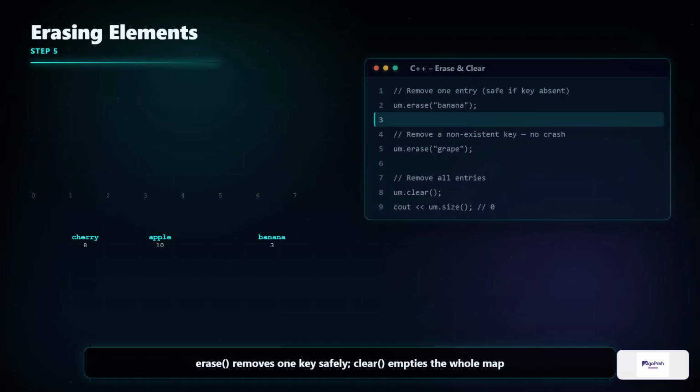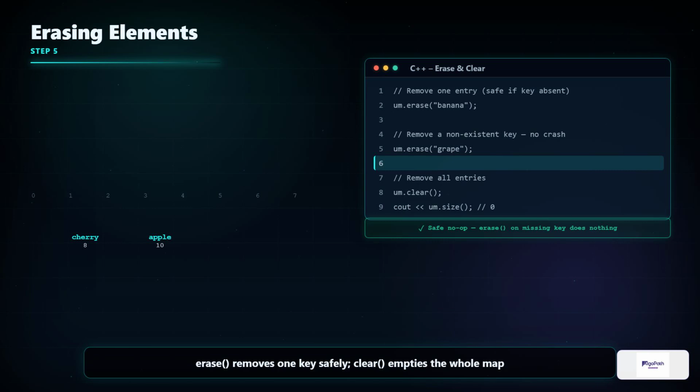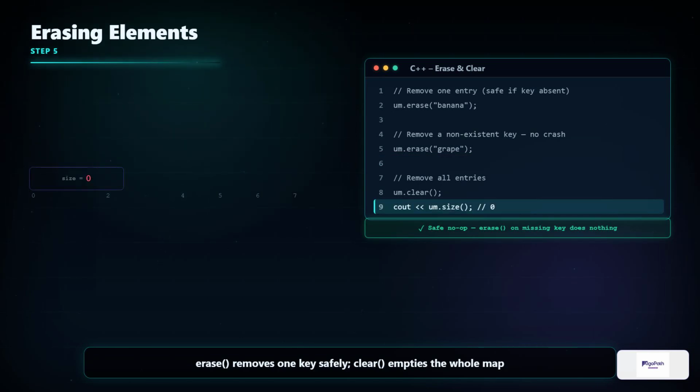To remove a single entry, call erase with the key. The bucket disappears and the map shrinks. Unlike Python's del, which throws a key error on a missing key, C++ erase is a safe no-op. It simply does nothing if the key is absent. To remove everything at once, call clear. The map becomes empty and size returns 0.